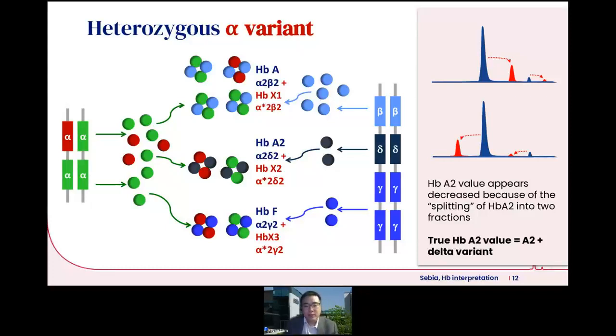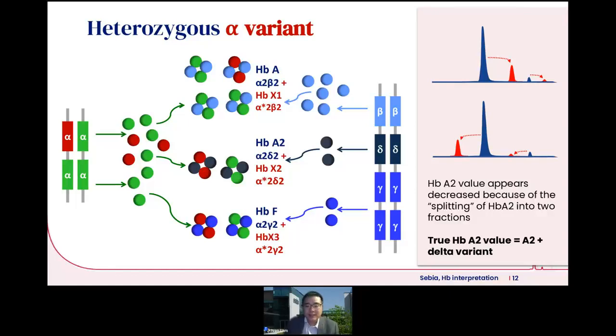Now, how about the situation of a heterozygous alpha variant? So recall that for your alpha gene, you have 4 copies of them. And the alpha gene is being used to combine with every other globin type to make the different hemoglobins. So when the alpha gene is mutated, you affect every hemoglobin type, and you will see a split and shifting of all hemoglobin types. So the alpha variant changes would always show you a capillary electrophoretic profile of many peaks.